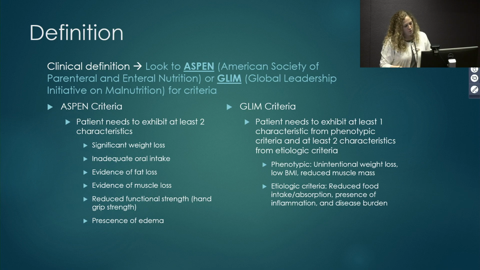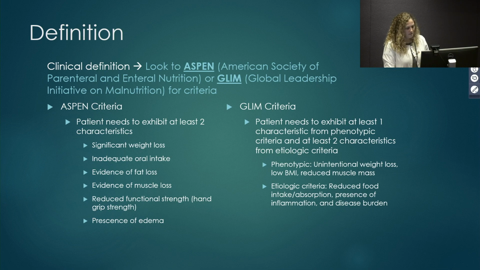And then there's another group, a newer group called GLIM, the Global Leadership Initiative on Malnutrition. That's actually made up of various groups from around the world that came together to come up with a more universal way to identify malnutrition in patients. And the funny thing is ASPEN is actually part of GLIM, so they did help come up with the criteria as well. But either set of criteria will work.